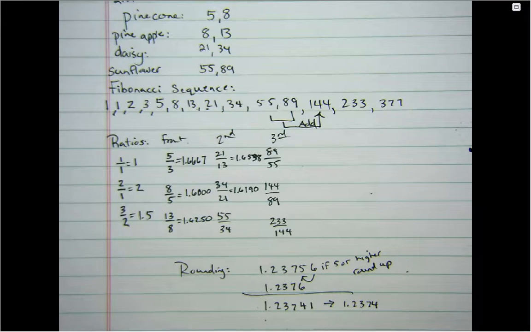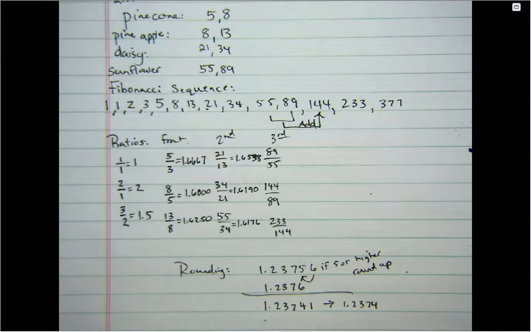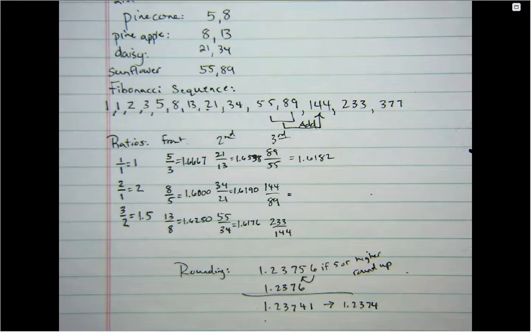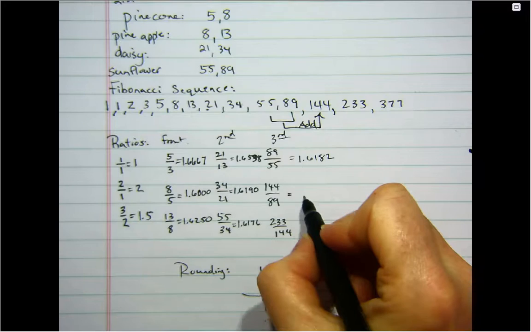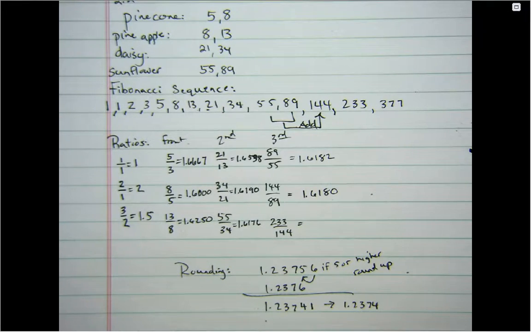What is yours, the next one? 1.6176? Yeah. Okay, great, thank you. What did you get for this one, 89 over 55? 1.6182. Okay, great. 144 over 89, what did you have? 1.6180. Okay, good. And one more, 233 over 144, what did you get for that?